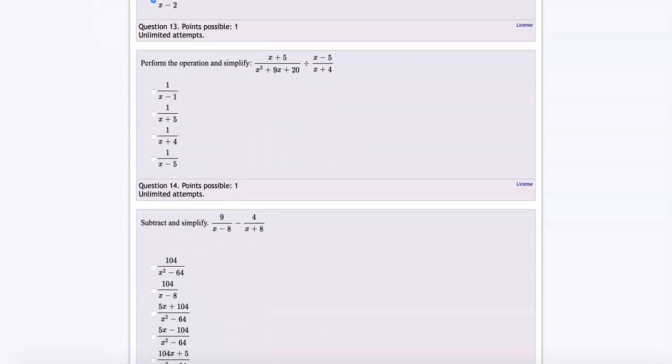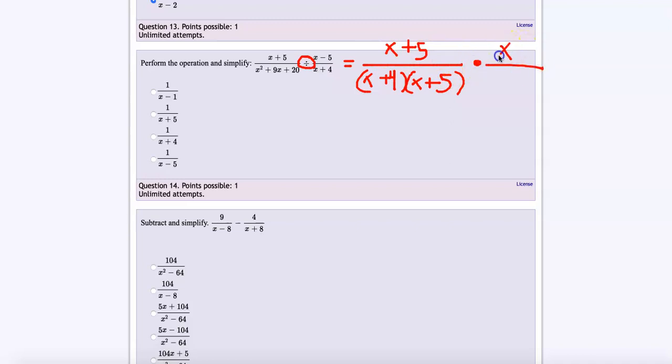Okay, and then we have another one of these, except it's a quotient. So we're going to start by taking the first fraction, copy as is for the numerator, x plus 5. The denominator needs to be factored. So we need to find two factors of 20 that add up to 9, and that would be 4 and 5. So we're going to have an x plus 4 and an x plus 5. And then for the quotient, remember we turn divided by into multiplication by flipping over that second fraction.